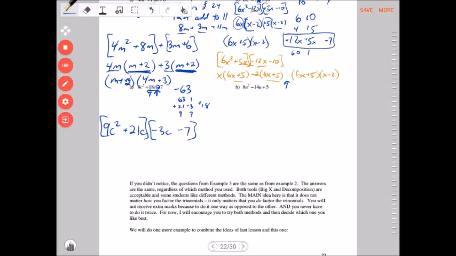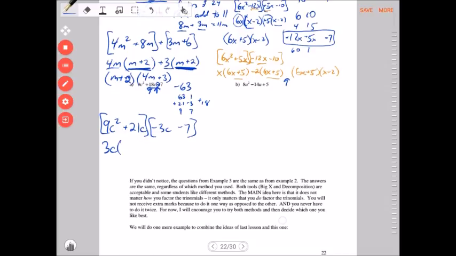So between 9 and 21, the greatest common factor is 3. This one has a c squared, that has a c, so it's 3c. That's the greatest common factor. So 9c squared divided by 3c is 3c. 21c divided by 3c is just plus 7.